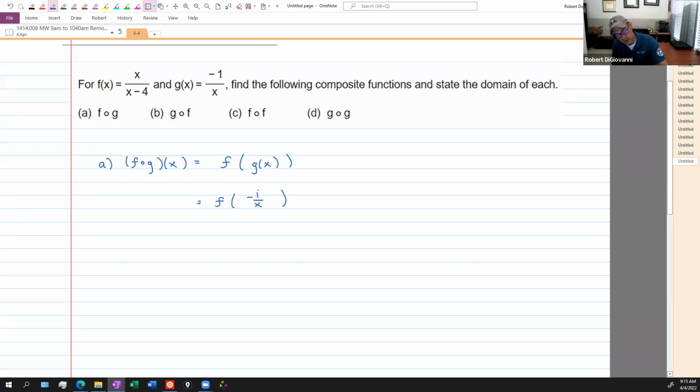g of x is -1 over x. Okay, so all we've done there is just replace g with what it is. And now this right here has to get plugged into the f function everywhere we see an x. So this becomes, well, x first, right? Which is going to be the -1 over x. We're plugging that in over, and then the bottom left corner is also whatever the g was, and then -4. That okay?